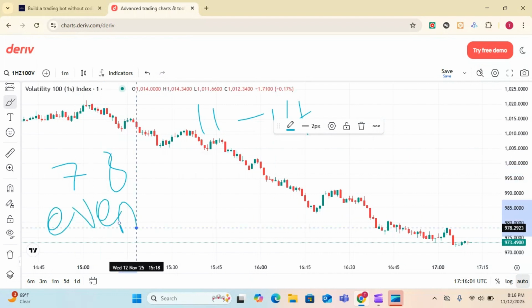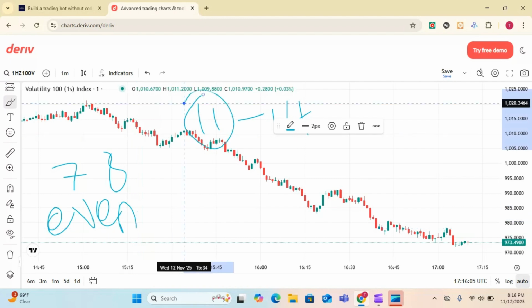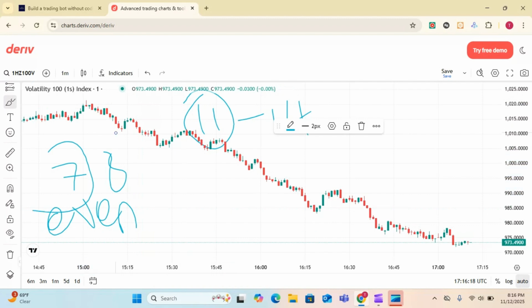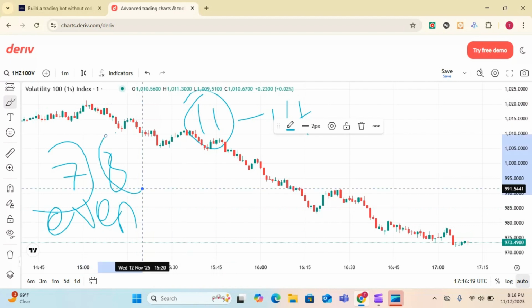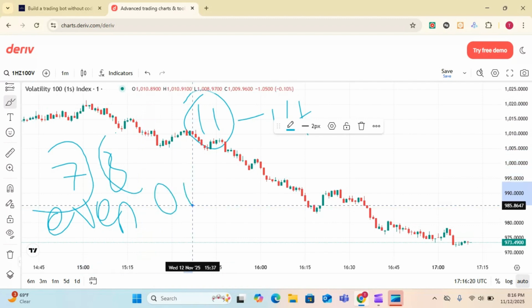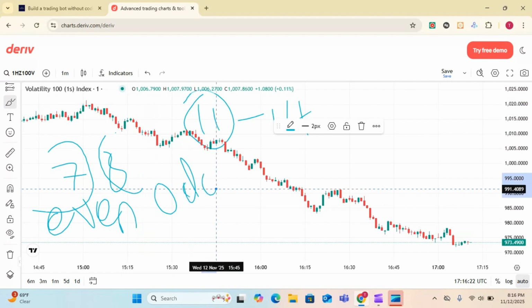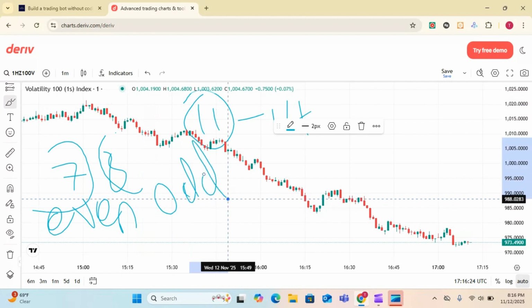if Deriv wants to reach 11, let's go with 11. So we want to say that they want to manipulate to produce 11 consecutive evens. That means if we were predicting, we wanted to enter after 7 evens have appeared, then we will enter 8 odd. So the 8th digit will be odd for us. You remember, because we are trading opposite. So we will lose the first one with 0.35.